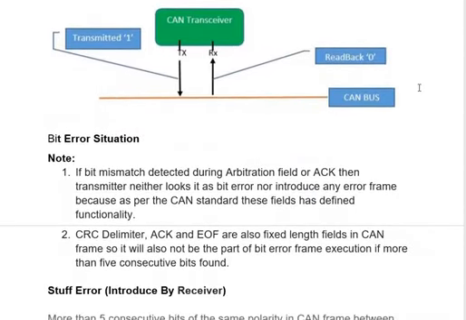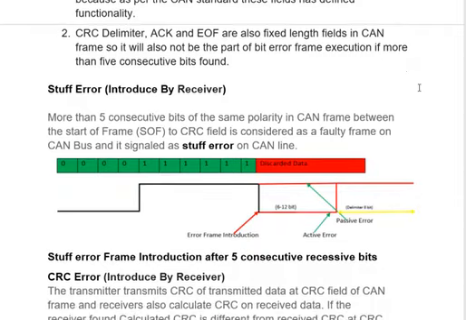When does a bit error happen? If a bit mismatch is detected during the arbitration field or acknowledgement, the transmitter neither treats it as a bit error nor introduces any error frame, because as per the CAN standard these fields have defined functionality. The CRC delimiter, acknowledgement, and end of frame are also fixed-length fields in the CAN frame, so they are also not part of bit error execution. Next one is stuff error.